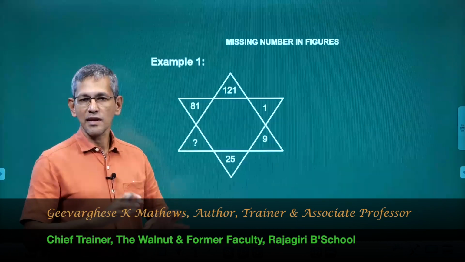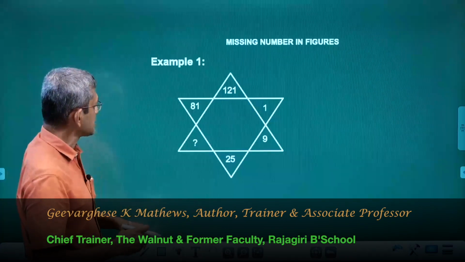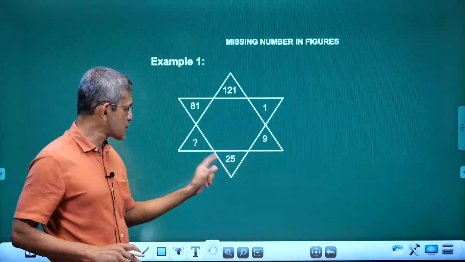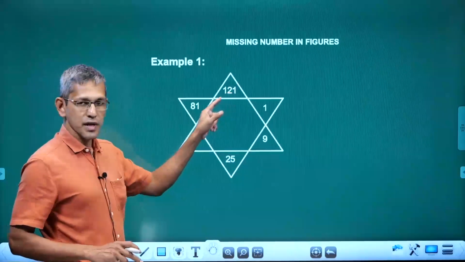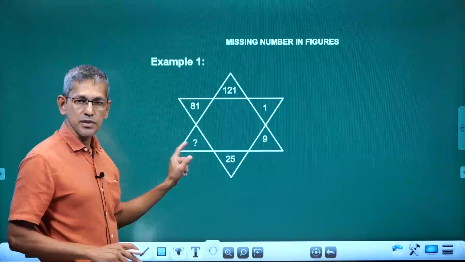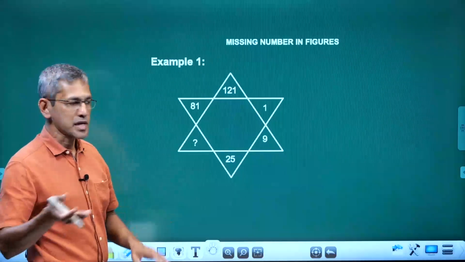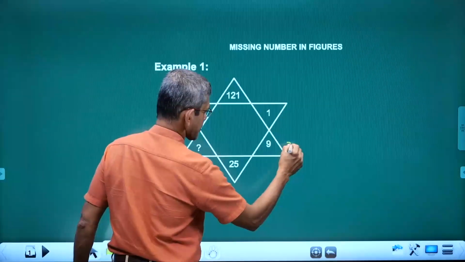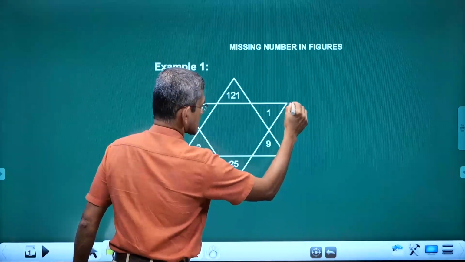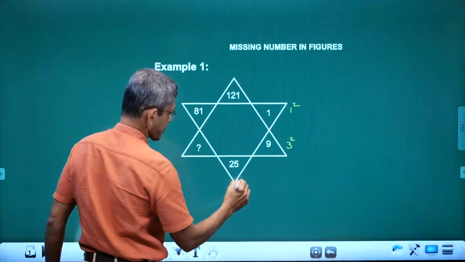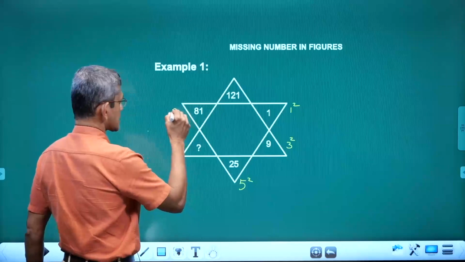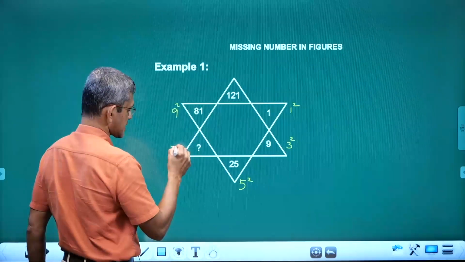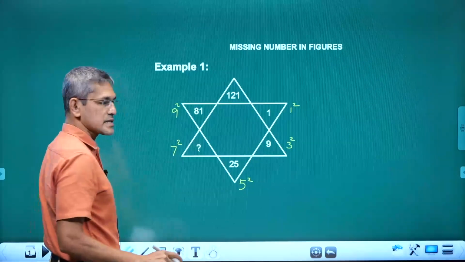Some of the patterns would be really easy. Let's take an example right here. So here it's 1, 9, 25, 81 and 121. In between a number is missing. So we need to find the missing number. Pretty simple. These are squares, right? So this is 1 square, this is 3 square, this is 5 square, and this is 9 square. Naturally in between it must be 7 square. 7 square is 49, so the answer is 49.